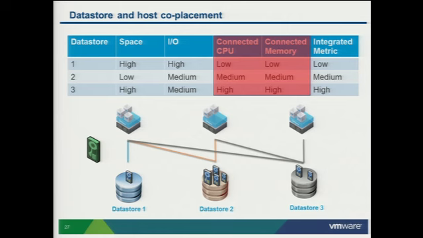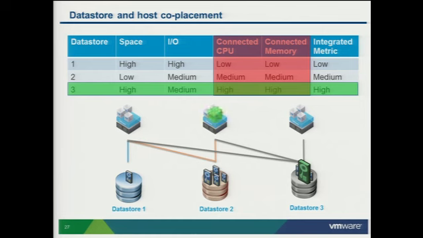Now let's look at data store three. None of the four metrics are low. Three of them are high, and it gets the overall integrated metric that's highest. And so that's the data store that's chosen. The VM is placed on that data store, and the VM is registered on host two because that's the host that has the most CPU and memory resources available and is connected to that data store. So that's it for placement.